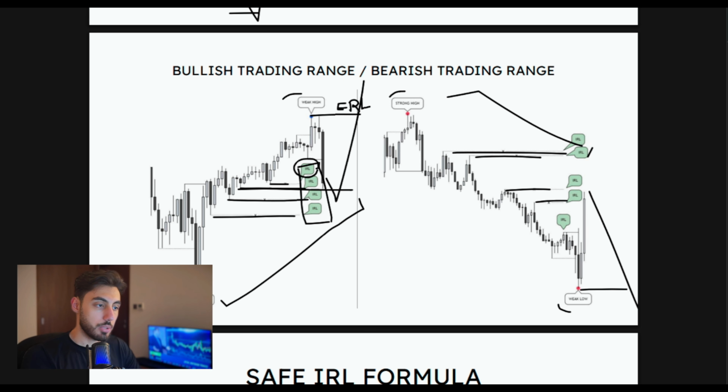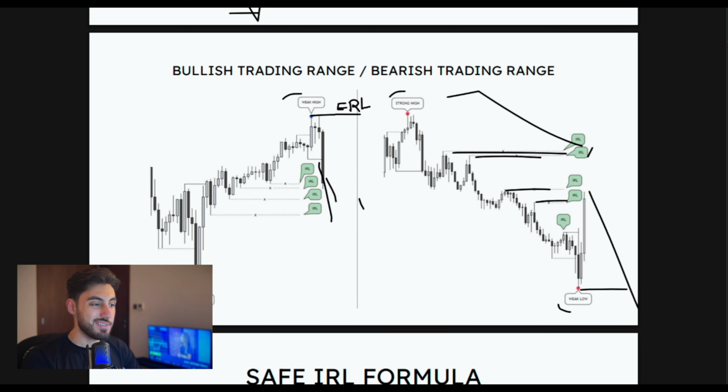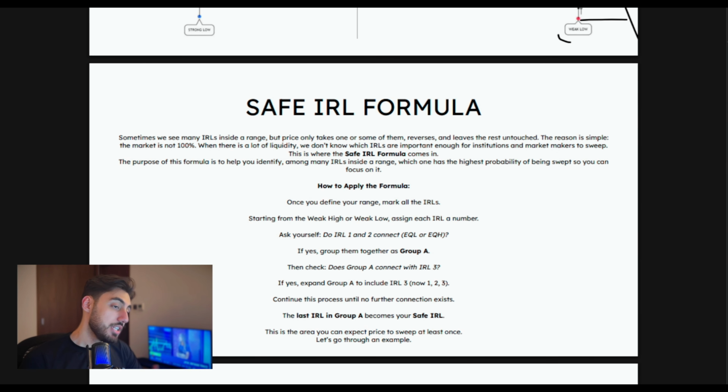If you have a lot of internal liquidity points in the market, we don't know which one is going to get taken out. For that reason I have a simple formula, which I call the safe internal liquidity formula. So let's dive into that. Sometimes we see many internal liquidity points inside the range, but price only takes one or some of them, then reverses and goes for the external, leaving the rest untouched. The reason is simple. The market is not 100%.